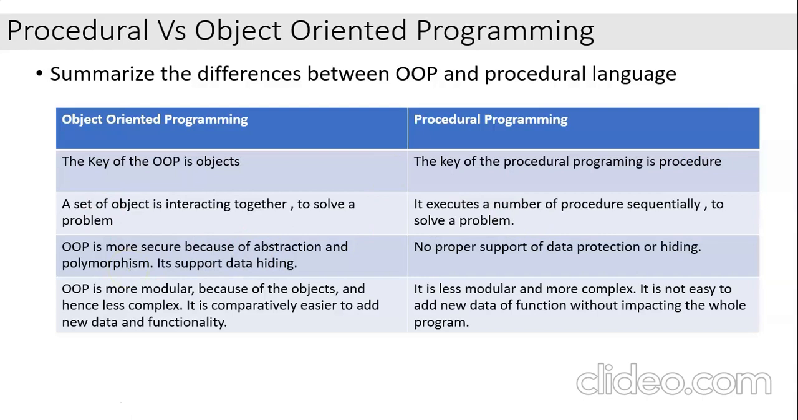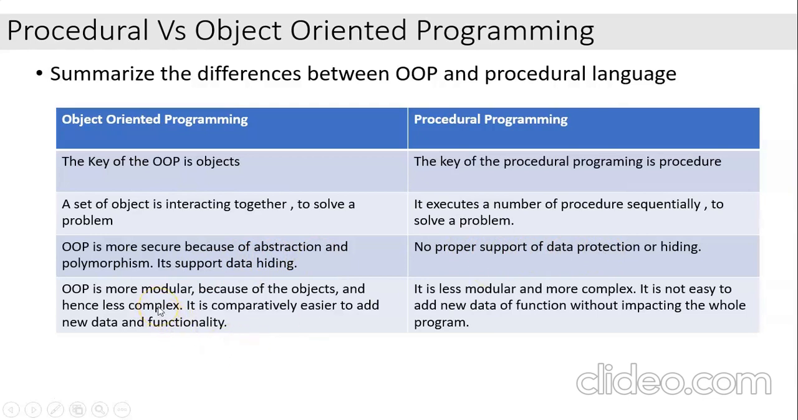Object-oriented programming is more secure because of abstraction and polymorphism, which we'll discuss later. It also supports data hiding or data protection, and this is where the power of object-oriented programming is. But in procedural programming, there is no proper support for data protection or hiding.